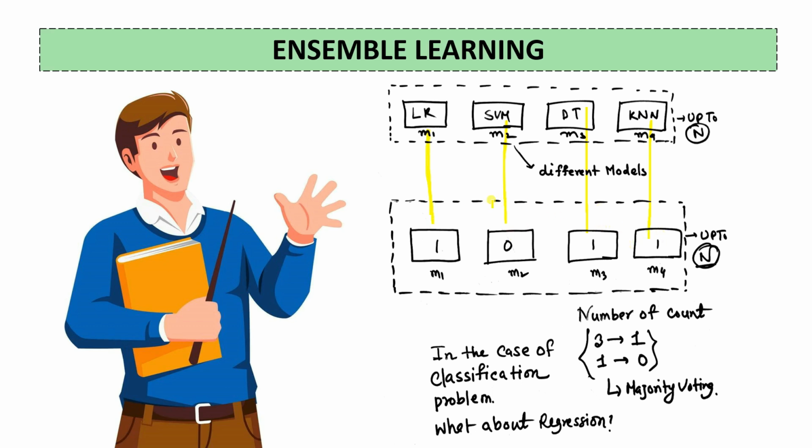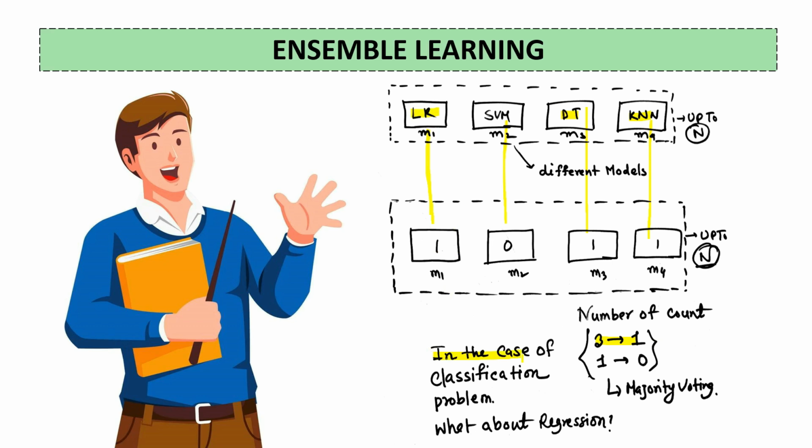For a classification problem, what we can do is simply count the majority. Here the majority is 1, because we have three votes for it, from the linear regression, the decision tree and the KNN. That means I simply choose this one as my predicted value, because we are using majority counting here.